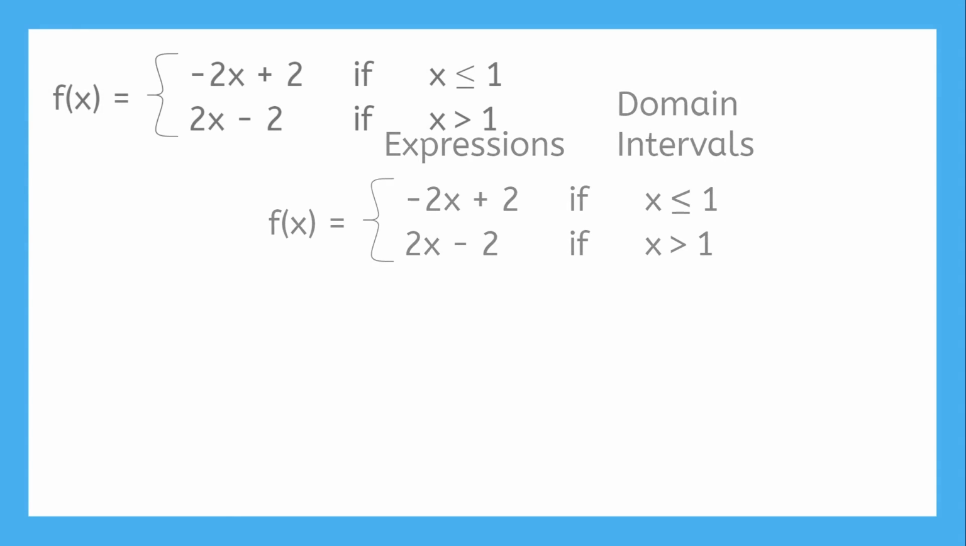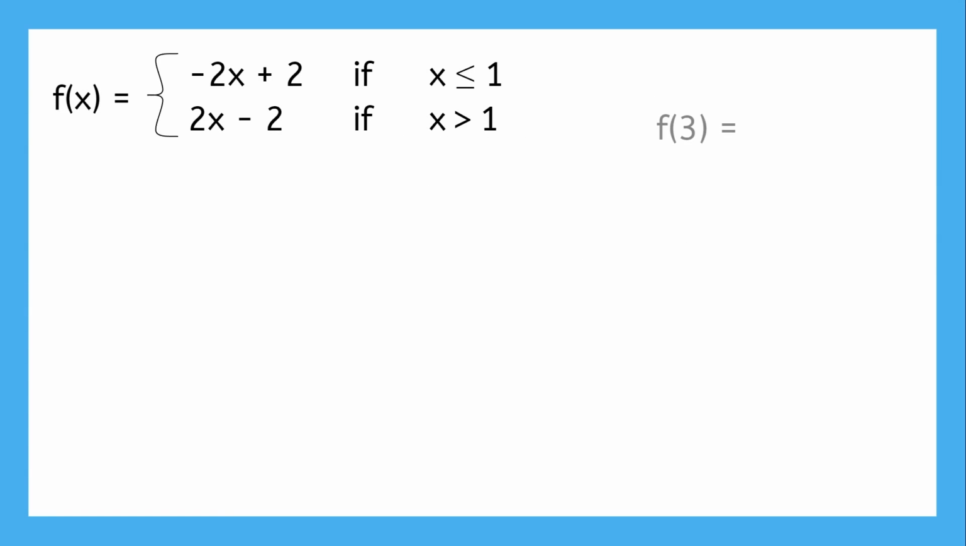Evaluating at specific inputs is just like evaluating other functions, with an additional piece: figuring out which expression to use. For this piecewise function, what's the output if the input is 3? First, we need to find which interval 3 falls into. That should be pretty obvious. 3 is greater than 1. So since our input falls into that interval, the output will be based on its related expression, 2x minus 2. From here, we simply plug in 3 and solve, and we get 4. So when the input is 3, the output is 4.